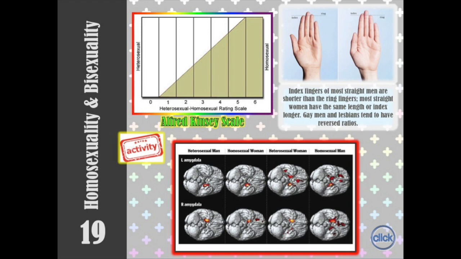So when psychologists and scientists research homosexuality, what we find is that there is a lot of evidence for a person's sexual orientation being dispositional rather than situational, meaning that your sexual orientation seems to be something that you're born with, whether you're straight or gay or bisexual or where you fall on the Alfred Kinsey scale.